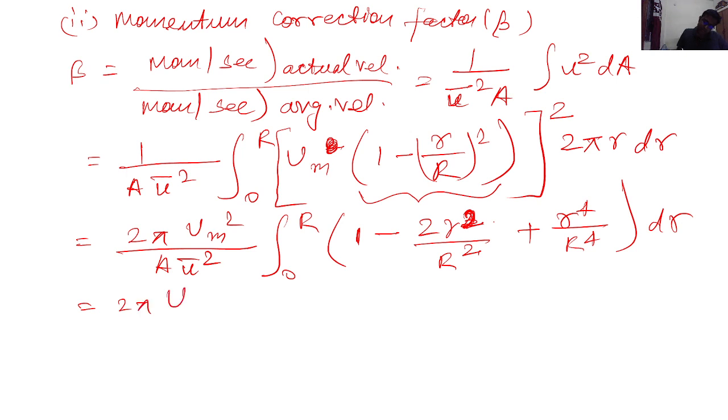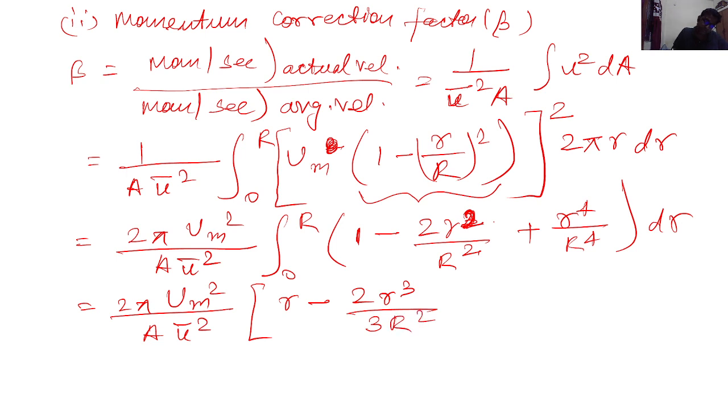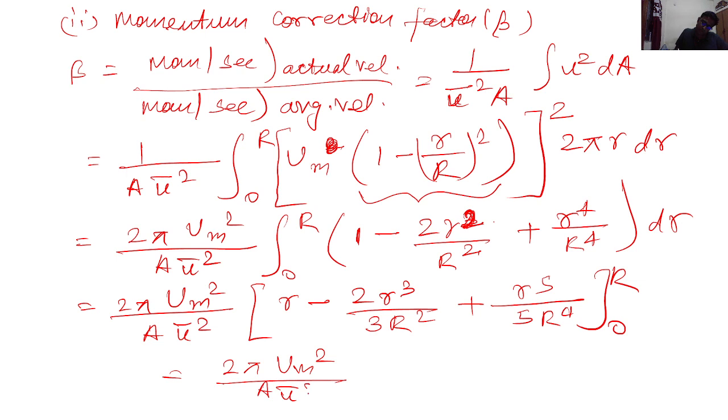So just write the same expression again, by a u bar square, and now we need to integrate it. So this will be r minus 2 r cube by 3 R square plus r to the power 5 by 5 R power 4, from 0 to R. You just solve this expression. Finally, you will get the value as 2 pi Um square by a u bar square times R square by 6.